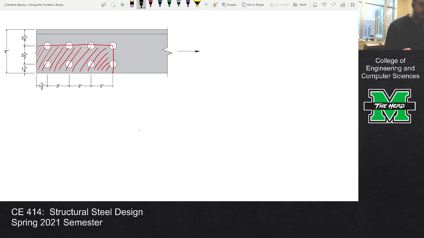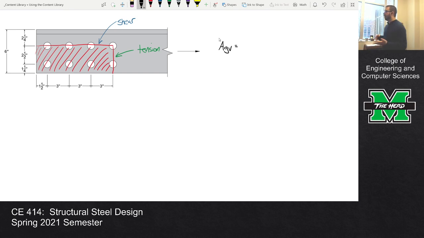Okay. Now let's recognize a couple of things. This is the shear path. This is the tension path. Okay, so let's take the shear path first. Let's calculate some areas. We need gross areas and net areas. So we're going to start with gross area in shear.